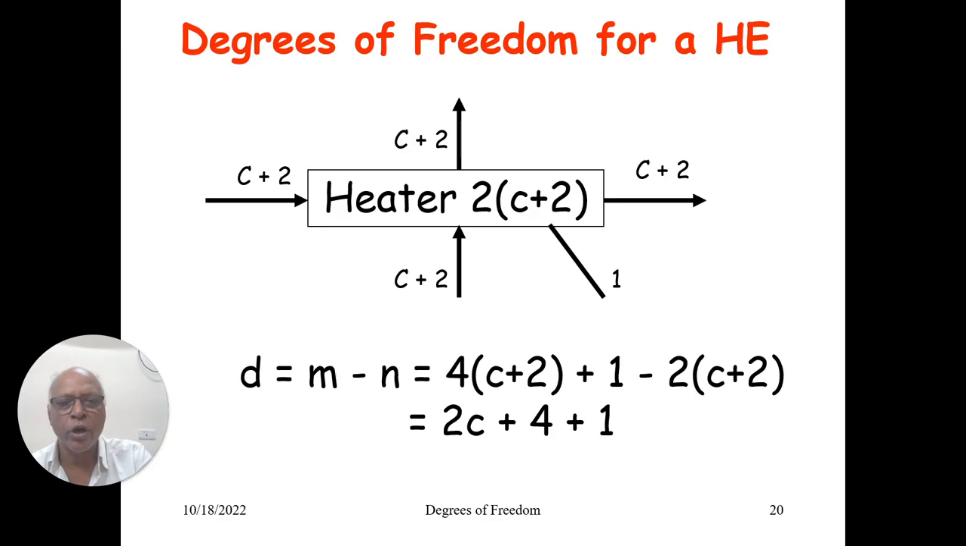Similarly, if you take a heat exchanger, I don't need to go into the details. What is the total number of variables? 4 into C plus 2, plus 1. This is the minimum number of equipment parameters. At least one of the output temperatures must be mentioned. Without mentioning either the outlet temperature of the process fluid or utility fluid, you will not be able to do the energy balance. So this is the minimum number.